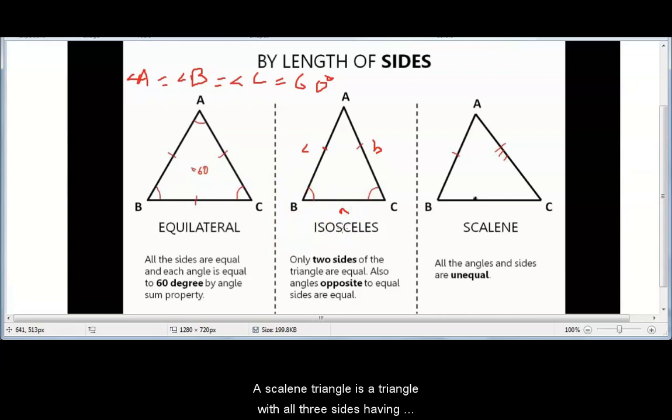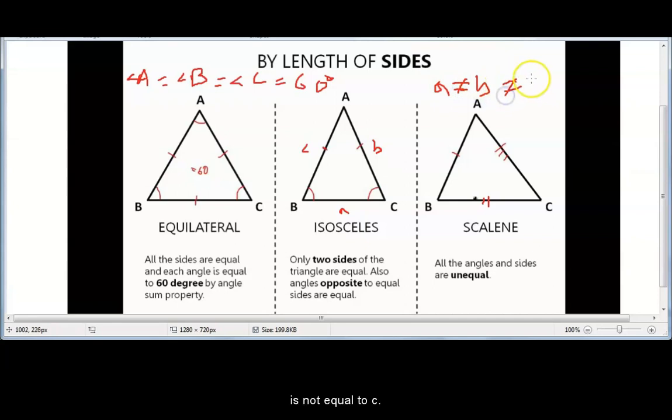A scalene triangle is a triangle with all three sides having different lengths. If this is a scalene triangle, then we can say that A is not equal to B, and B is not equal to C.